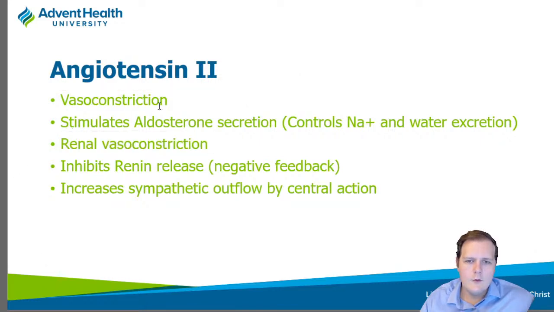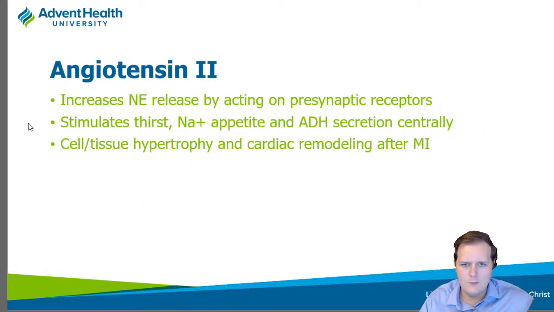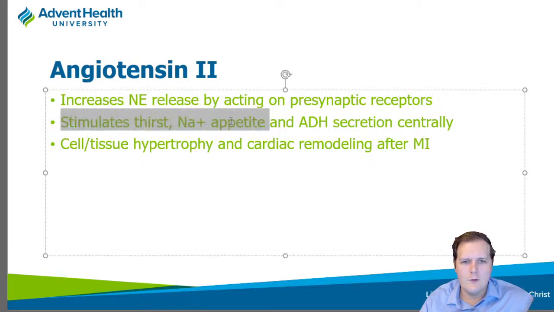Anyway, so we'll see that angiotensin 2 also does inhibit renin release to some degree. It's part of that negative feedback loop. And we're going to see increased sympathetic nervous system activity as well as a result of its use. We'll also end up seeing some other things, like it increases norepinephrine release. Norepinephrine is a catecholamine that causes increased blood pressure, heart rate, and it will stimulate thirst, right? Because it actually stimulates ADH secretion centrally.